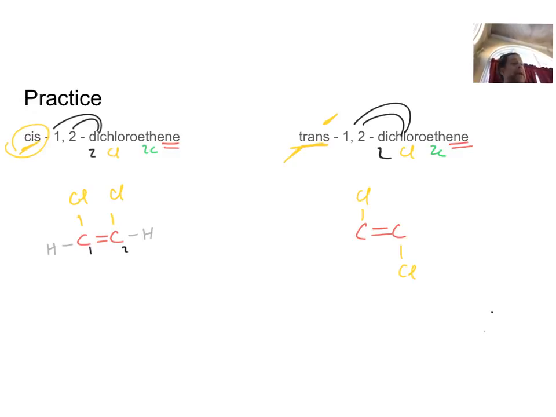And now the last thing I have to do is identify if my carbons need any more bonds. And so in this case, I've got 1, 2, 3 bonds on the number 1 carbon, so I'm going to add a hydrogen. And on the second carbon, it's got 1, 2, 3 bonds, so I'm going to add a hydrogen. And now I have trans 1,2-dichloroethene.